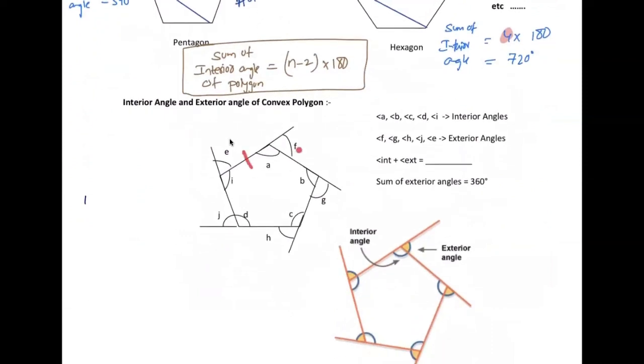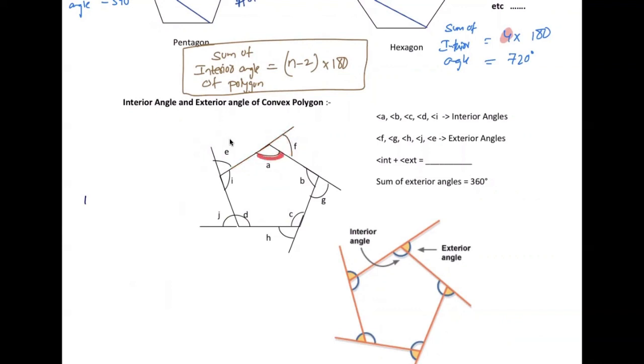Now, over here you see a pentagon. Angles A, B, C, D, I are the interior angles. And angles F, G, H, J, E are going to be called the exterior angles. If I extend any of the lines of a pentagon, the interior angle and the exterior angle make up supplementary angles. So the interior angle of a polygon plus the exterior angle of a polygon must add up to 180 degrees.